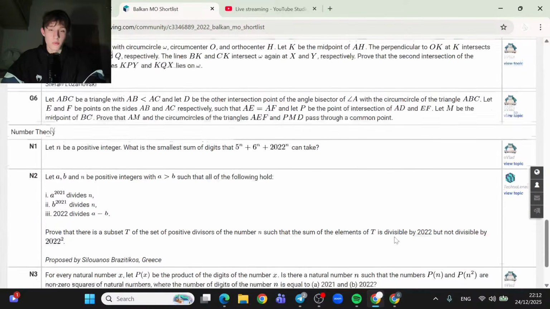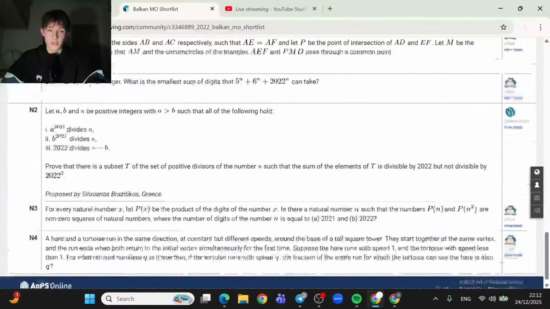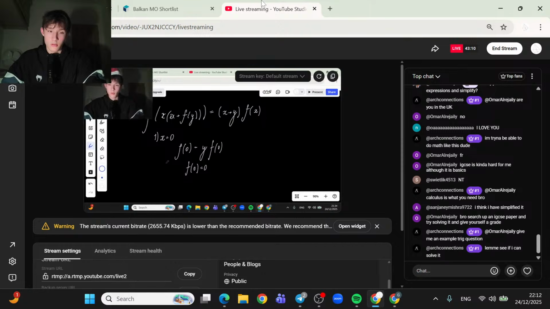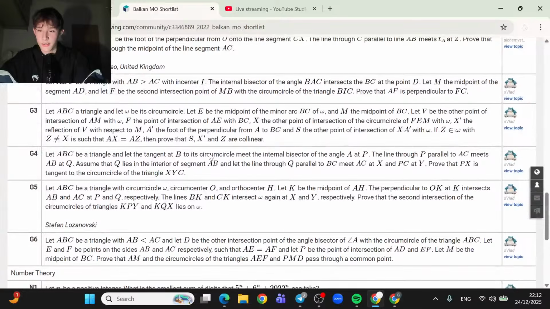Now, what is up with this NT section? Like, genuinely, what is wrong with this NT section? Speed 1. Okay, this is not the NT we like.